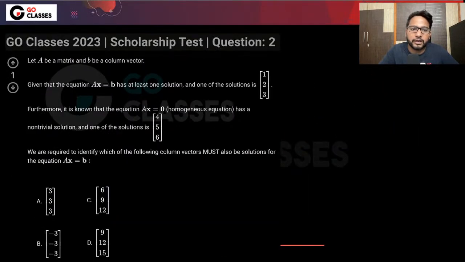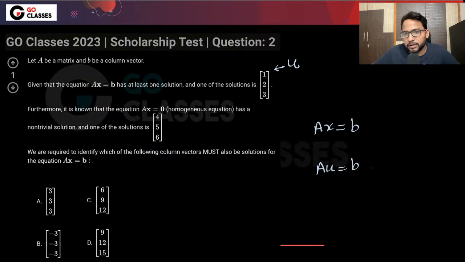Now let's look at the second question. Let's talk about what they're asking. They are saying let A be the matrix and B be the column vector, given that Ax equal to B has at least one solution, and they have given the solution also, which is 1, 2, 3. Let me call this vector U. So I can say AU equal to B, where U is 1, 2, 3. Is this okay to everyone? I'm saying that Ax equal to B has one solution, which I'm calling U, which is 1, 2, 3.